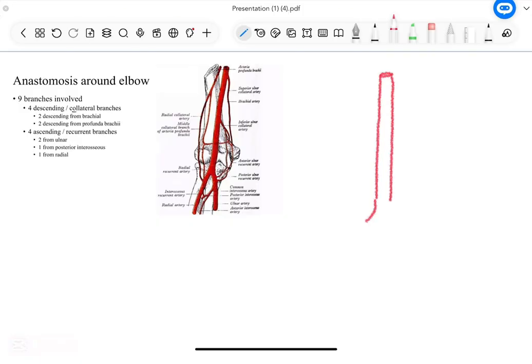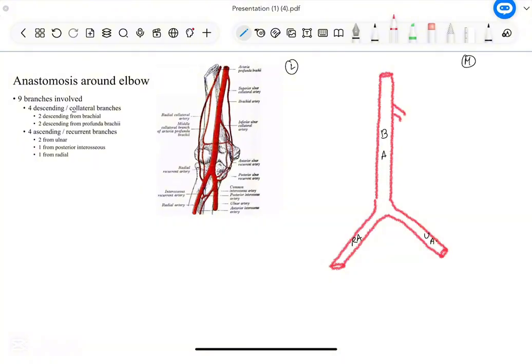Think like this is the brachial artery and two terminal branches of the brachial artery. One is the radial artery, another one is the ulnar artery. So this is the brachial artery, this is the radial artery, and this is the ulnar artery. Just remember this is the lateral side and the ulnar side, or we can say the medial side. It will be easy for us to remember.